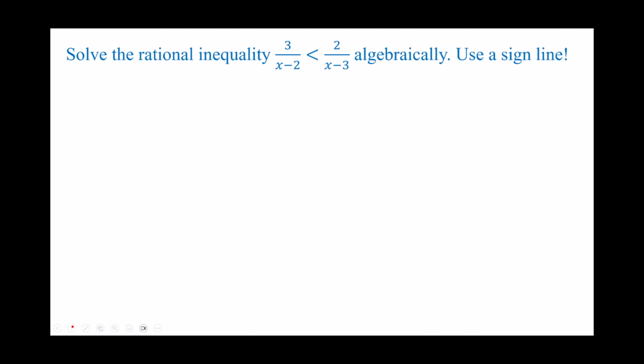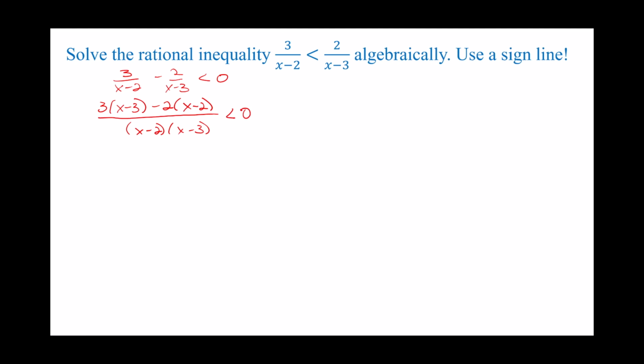Solve the rational inequality 3 over x minus 2 less than 2 over x minus 3. Again, I want to get everything on one side, so I'll subtract 2 over x minus 3. And then I need to find a common denominator, which would be x minus 2 times x minus 3. So I have 3 times x minus 3 minus 2 times x minus 2, all over x minus 2 times x minus 3, less than 0.